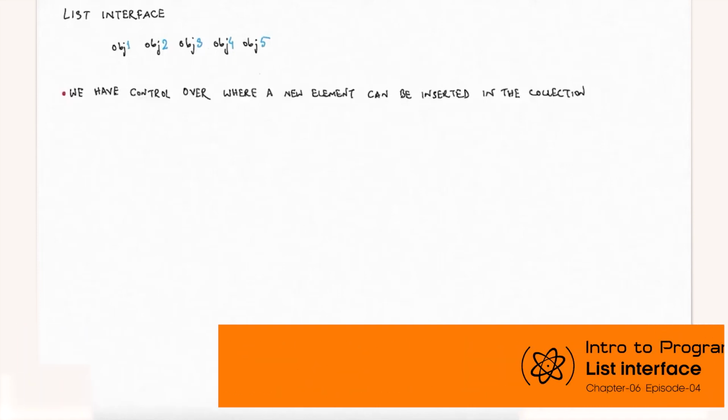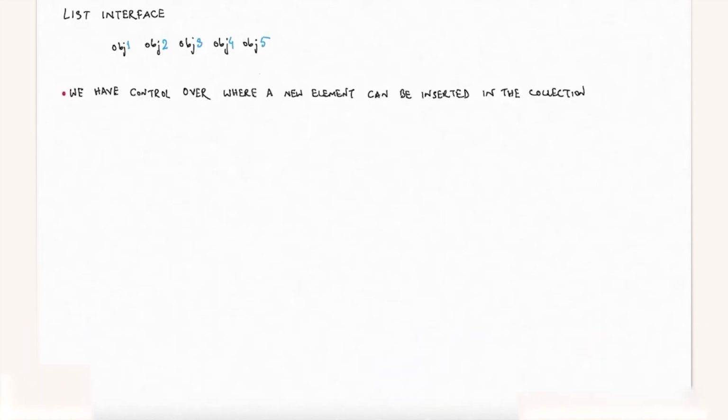In a list, we have control over where a new element can be inserted. What does this mean? It means that we have precise control over where each element is inserted into the list when we are first creating it. So if we want to place object 2 at the very end and object 5 in this position when we are creating the list, we can do that. We can have precise control over where each and every object is placed in the list. So a list interface gives us that control.